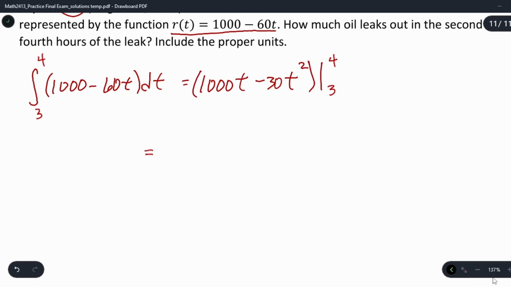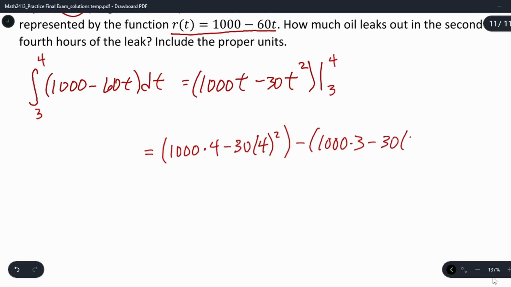Now we're going to evaluate at 4 first. That's going to give us 1000 times 4 minus 30 times 4 squared minus 1000 times 3 minus 30 times 3 squared. And then if you want to put all that in the calculator at one time, you can, or you can do it in a couple of steps. So just showing a couple of steps here.